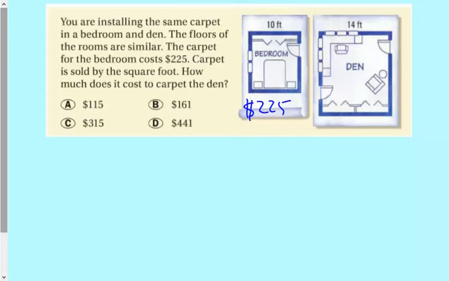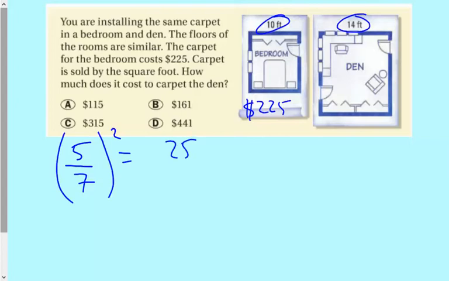So the ratio is 10 to 14, so that would be 5 to 7. But that's not the ratio that I want because I'm talking about the area, so I need to square that. So 25 over 49, okay, so that's the ratio of the areas, and I know that this one here, the smaller one, the bedroom, costs $225. So then I can figure out how much it costs.